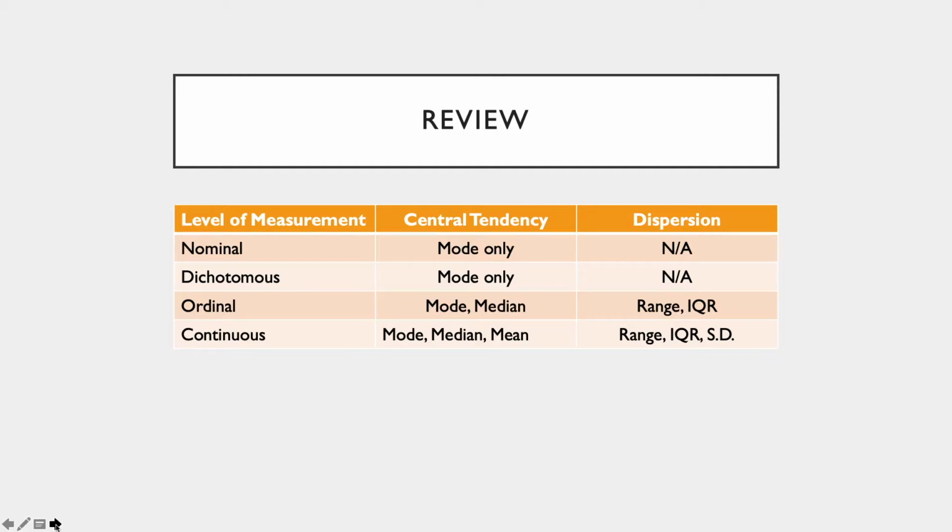Recall that ordinal variables are ranked categories. So because ordinal variables are ranked, the mode and the median are appropriate measures for central tendency. However, the mean requires an arithmetic calculation, and since there is no meaningful distance between categories in an ordinal variable, the mean is not appropriate in this instance. The range and interquartile range can also be calculated for an ordinal variable. Finally, continuous variables can use the mode, the median, or the mean, as well as range, interquartile range, and standard deviation.